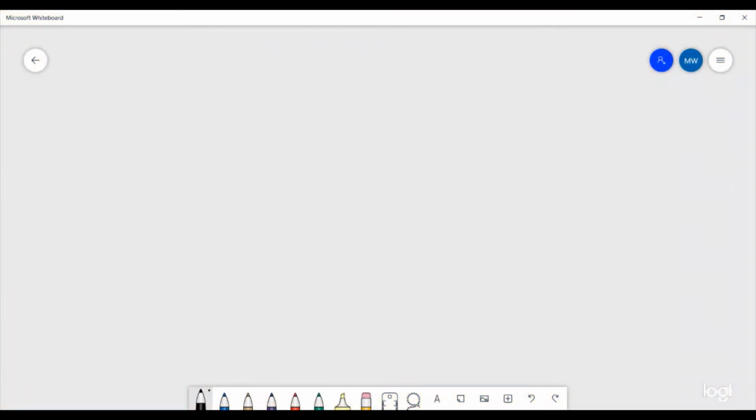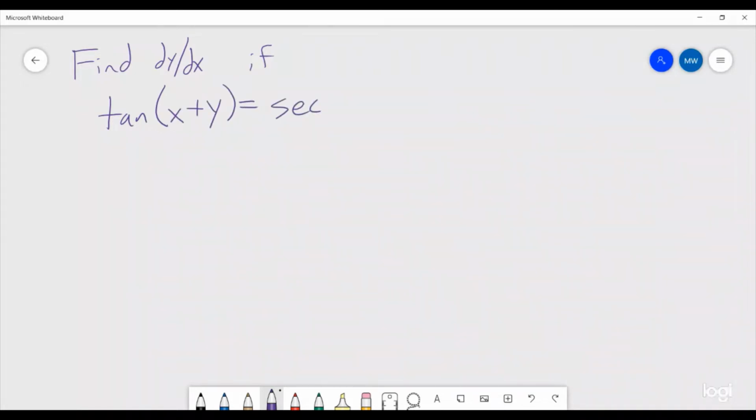So to get started, let's talk about some implicit differentiation. So first off, let's find dy dx if we are given the following situation. We have tangent of x plus y is equal to secant of xy. We are asked to find dy dx.